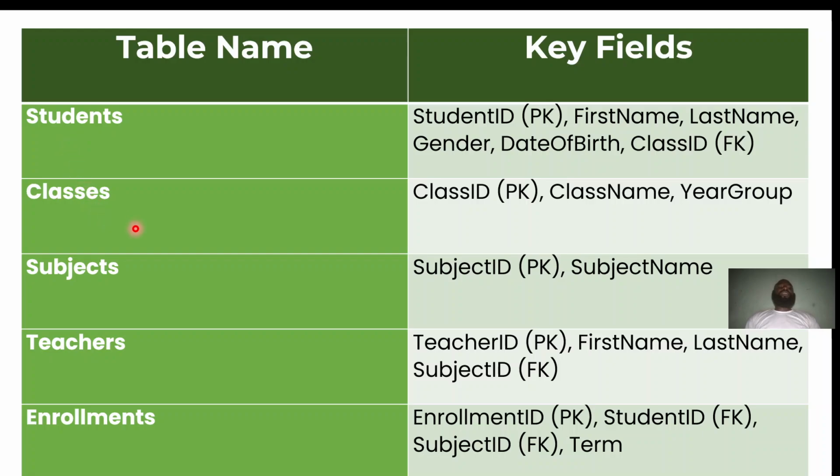Now, apart from the student table, we also have our classes table, we have our subjects table, we have our teachers table, and we have our enrollment table. This is what we are coming to create our database for.